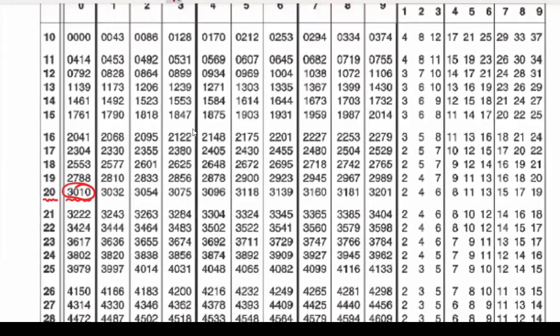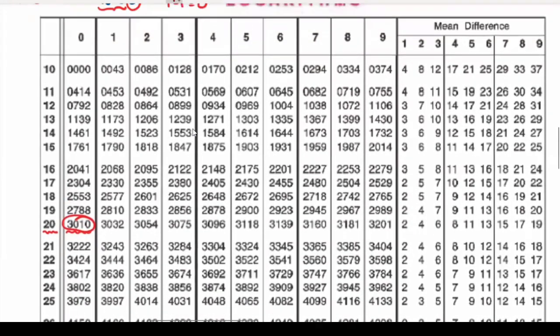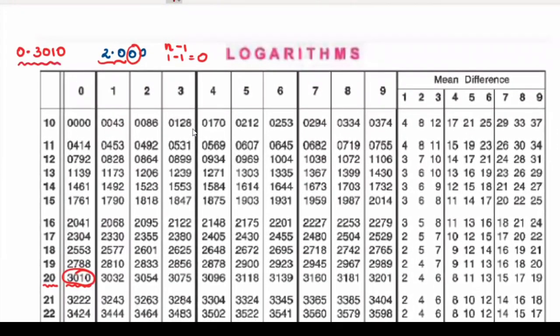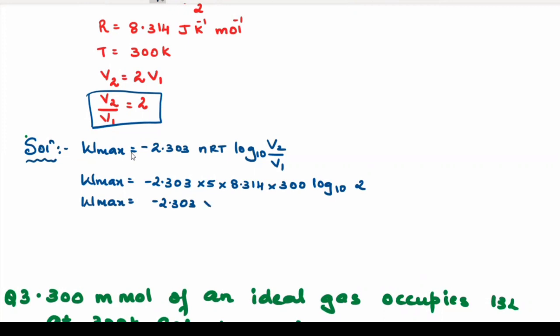Now in 20 we have the value 3010. So simply add this to the characteristic. You will be getting 0.3010. Log of 2 is 0.3010. Okay, 2.303 into 5 into 8.314 into 300 into log to the base 10 is 0.3010.